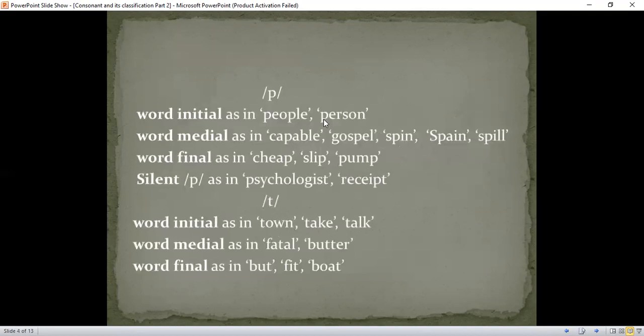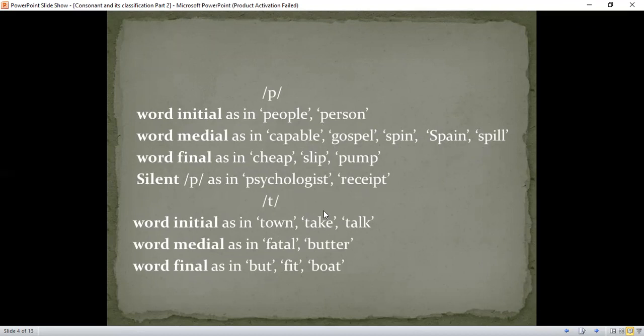So here are examples of the p sound. Word initial as in people, person; word medial as in capable, gospel, spin, Spain, spill; word final as in cheap, slip, pump; and silent p as in psychology or psychologist, receipt.